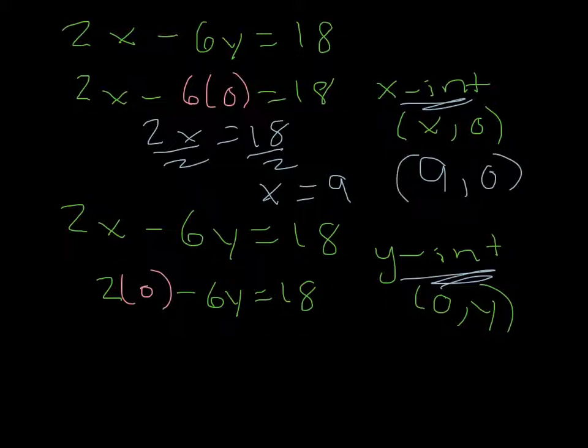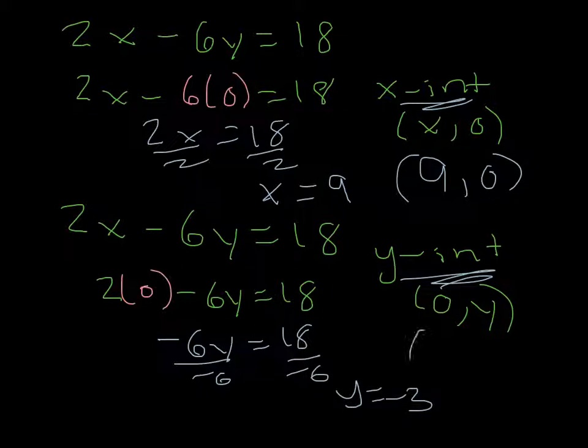Now on the second one, I'm left with negative 6y equals 18, which we divide by negative 6, and we're left with y equals negative 3, so my y-intercept is 0, negative 3. And this is how we're solving for x and y intercepts. Now in this situation, the x and y are on the same side, but that doesn't matter. When we're solving for the x-intercept, plug 0 in for y. When we're solving for the y-intercept, plug 0 in for x.